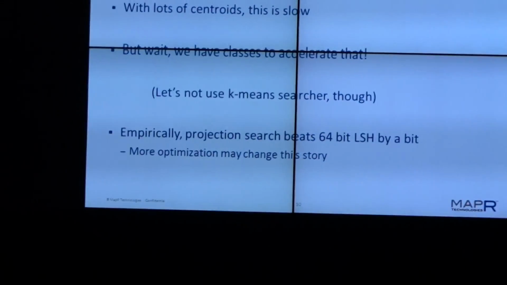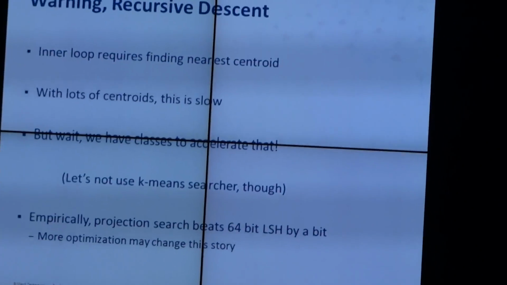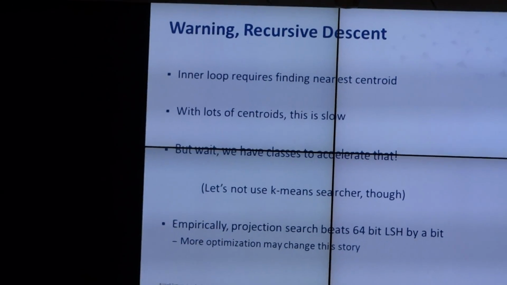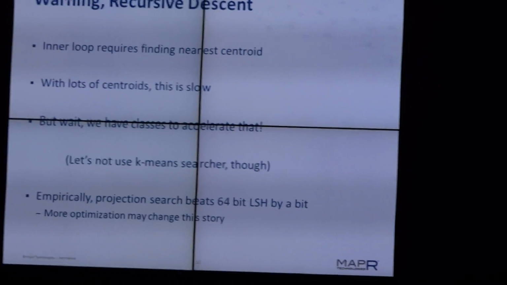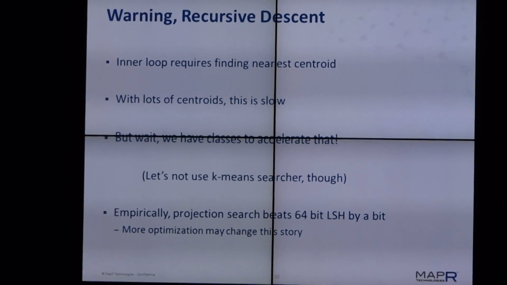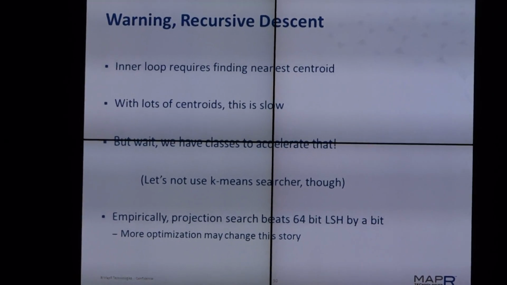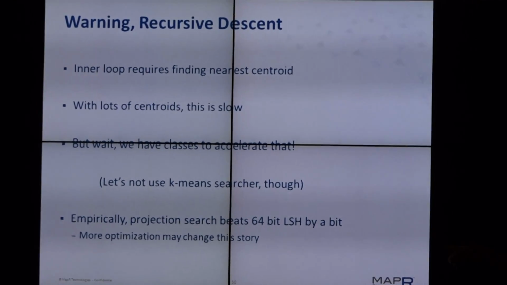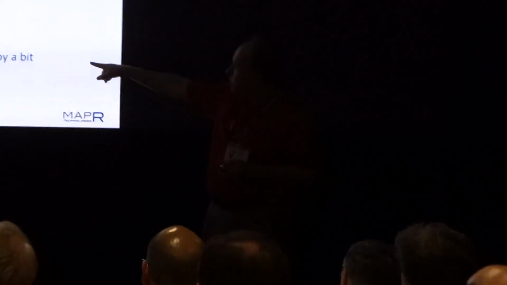And so the 64-bit LSH gives us like 50x speed up in terms of the number of floating point operations that we need. But it's costly enough to do, probably in terms of memory as much as anything, that it doesn't actually win against projection search. You know, your mileage will vary. And there's more optimization to be done. I've done much more optimization on the projection search than on the LSH search.